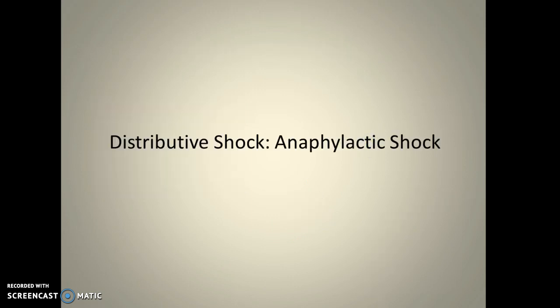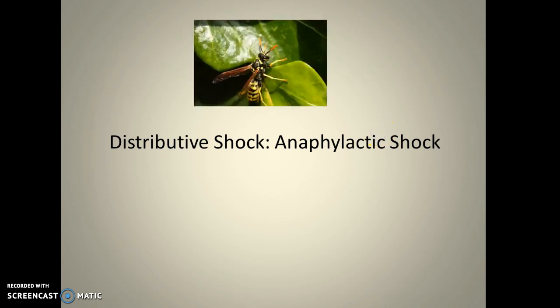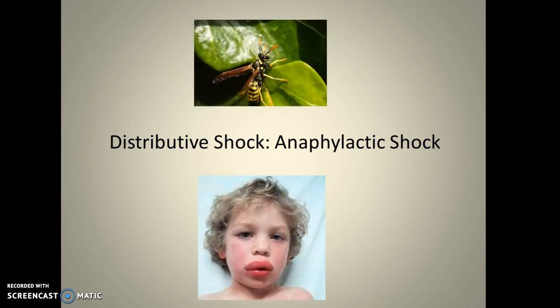Now, distributive shock is actually classified into two types of shock. There's anaphylactic shock. Anaphylactic shock is an acute and life-threatening hypersensitivity, or in other words, allergic reaction. An immediate reaction causes massive vasodilation and release of vasoactive mediators and an increase in capillary permeability.